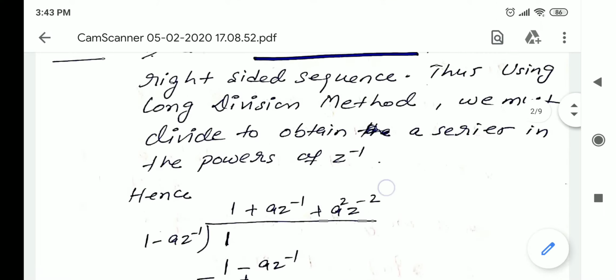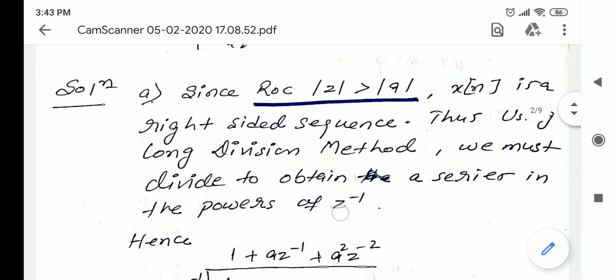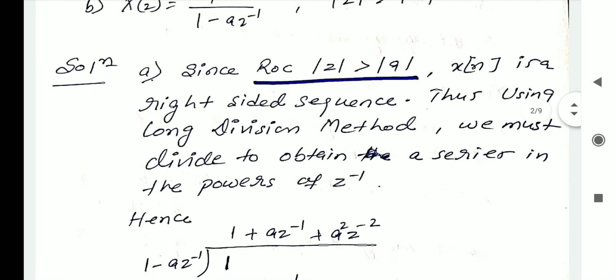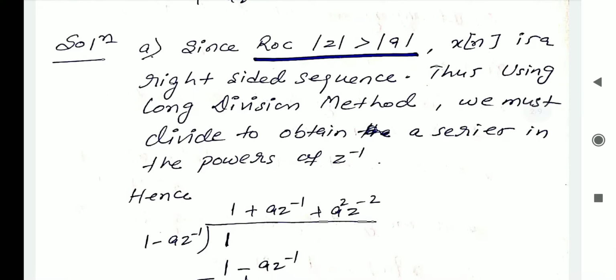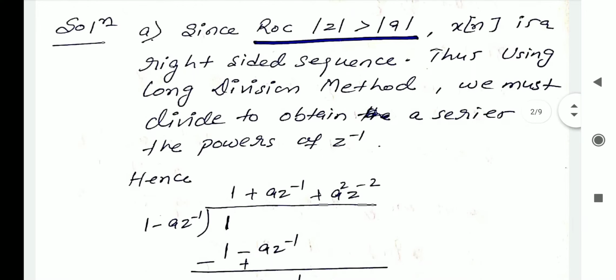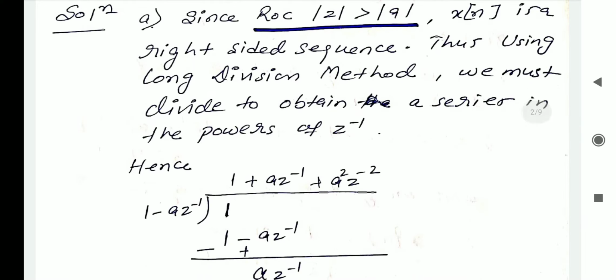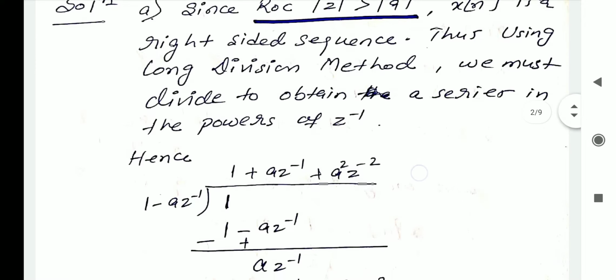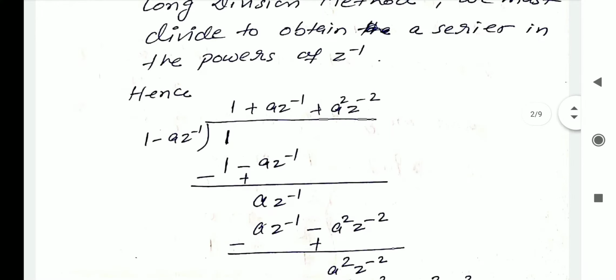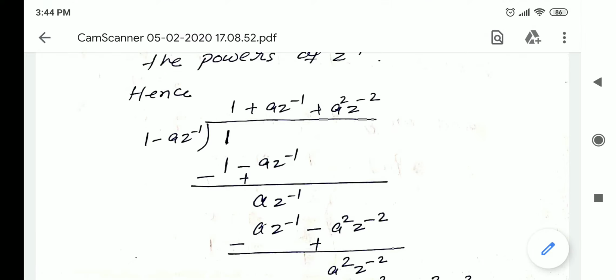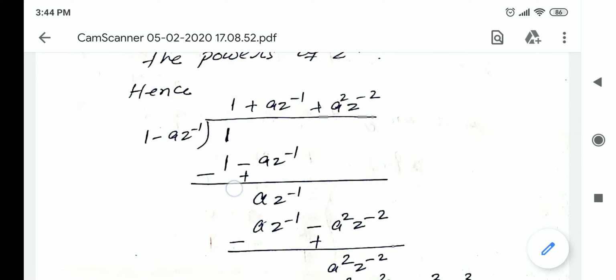Now since it's a right-sided sequence, we know that the sequence x of n will have terms with negative powers of z. So we divide in such a way that we get the quotient in negative powers of z. So we are dividing 1 by 1 minus a z to the power minus 1. Now let us take the first term. We always take the first term for dividing by this particular term. So 1 divided by 1 will be 1.